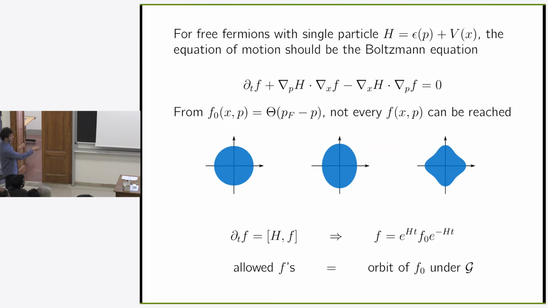And it doesn't really matter what seed state you choose, as long as you keep the total charge fixed. So that's Luttinger's theorem. Because of Liouville's theorem of Poisson brackets, you're going to keep the area in phase space fixed. And so you won't change the total charge of your system by doing this.